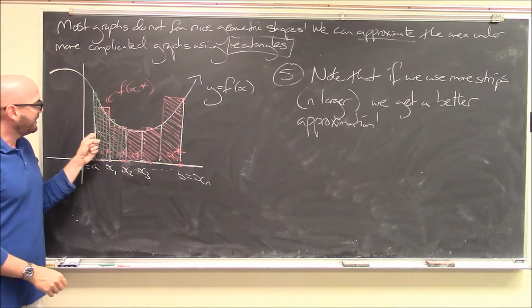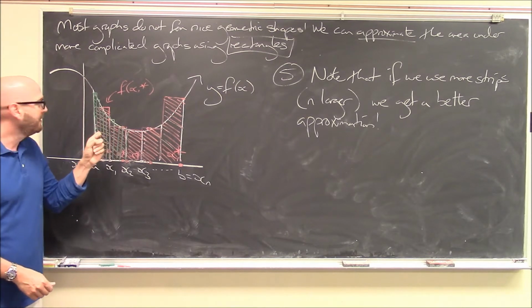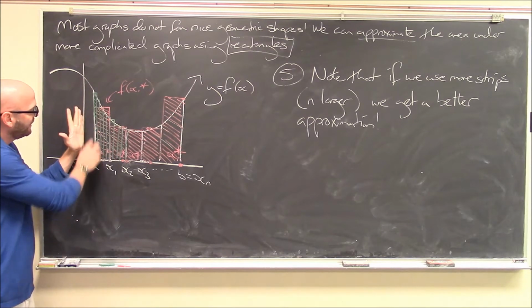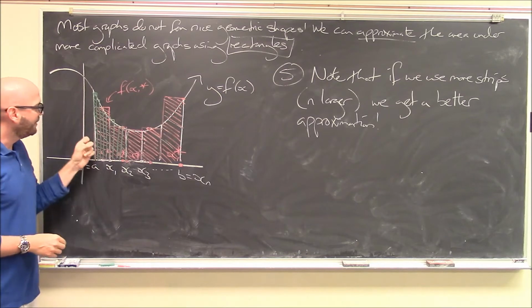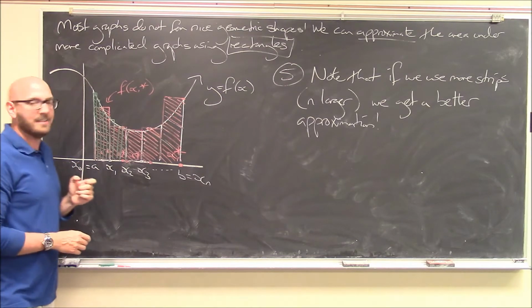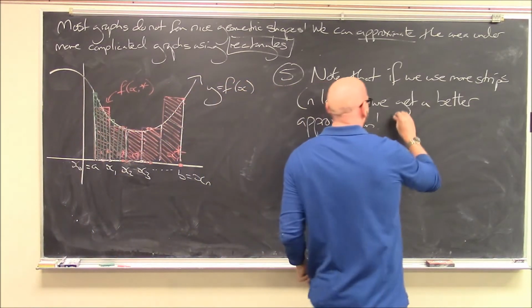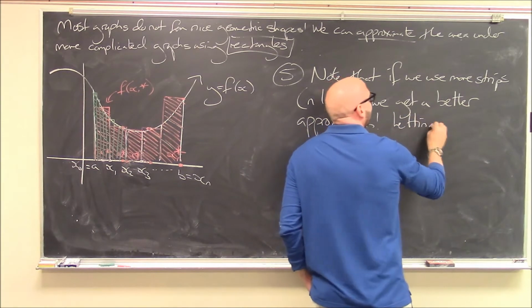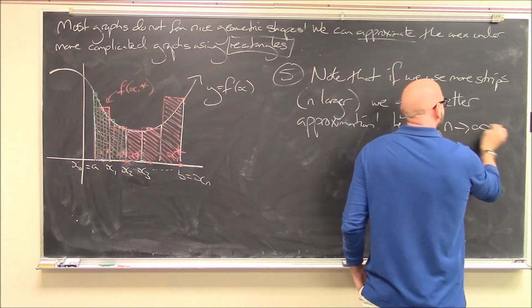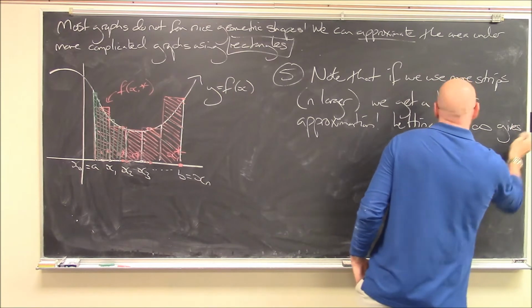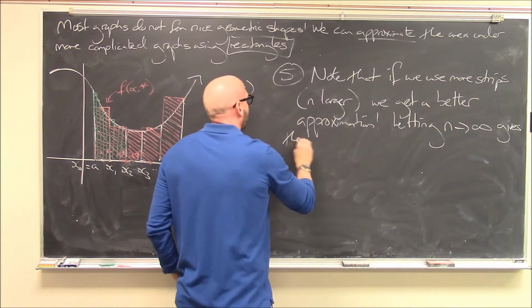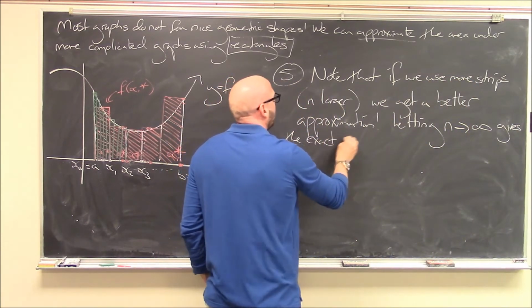What if I let my number of strips go off to infinity? Essentially, they would have no thickness at all. Well, then I'd get the exact area. So letting n go to infinity gives the exact area.